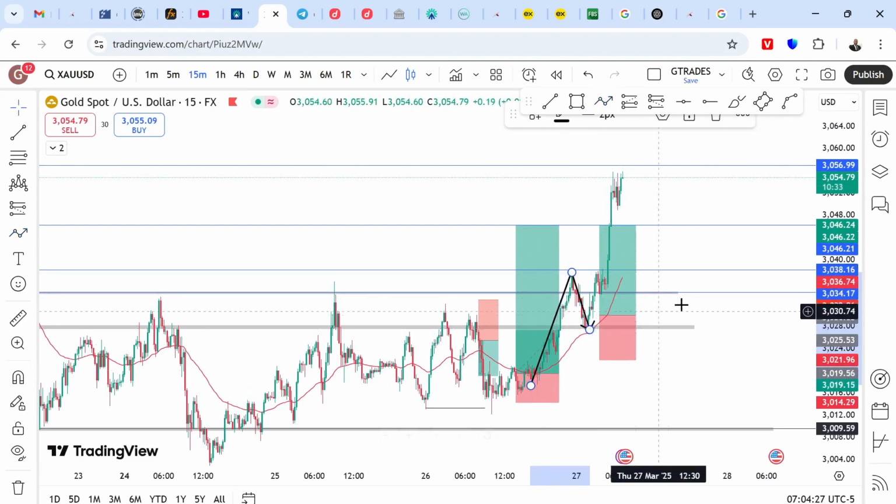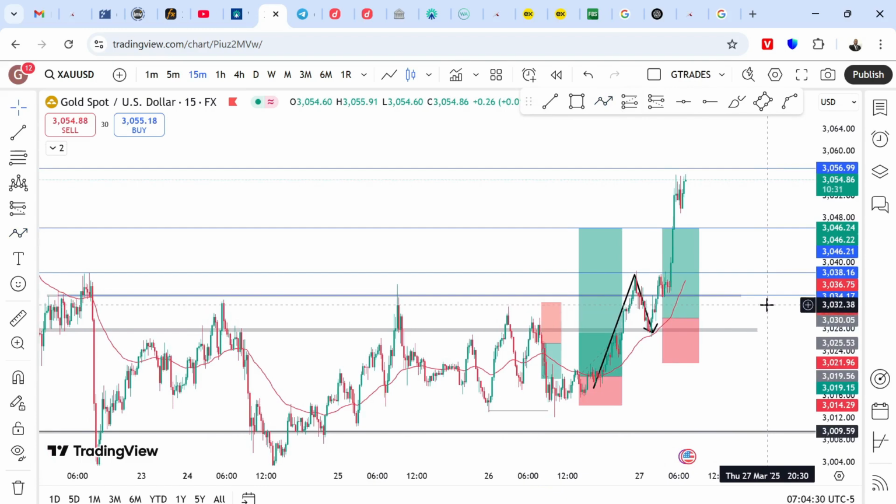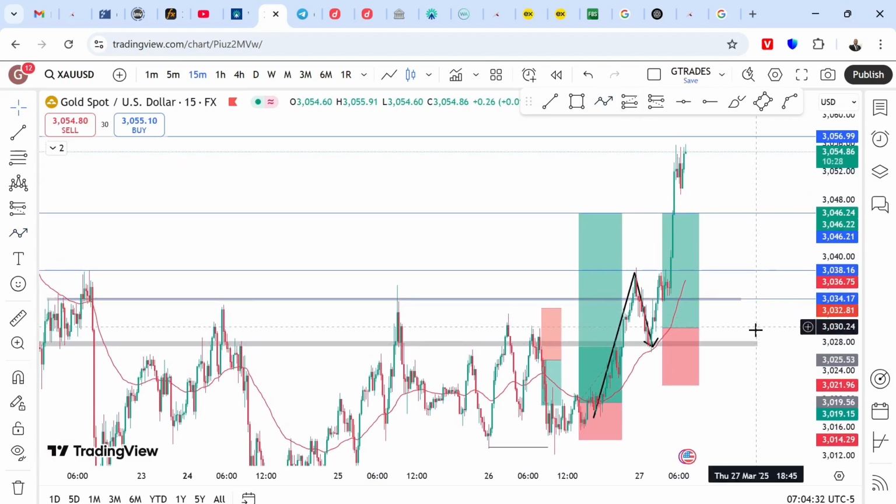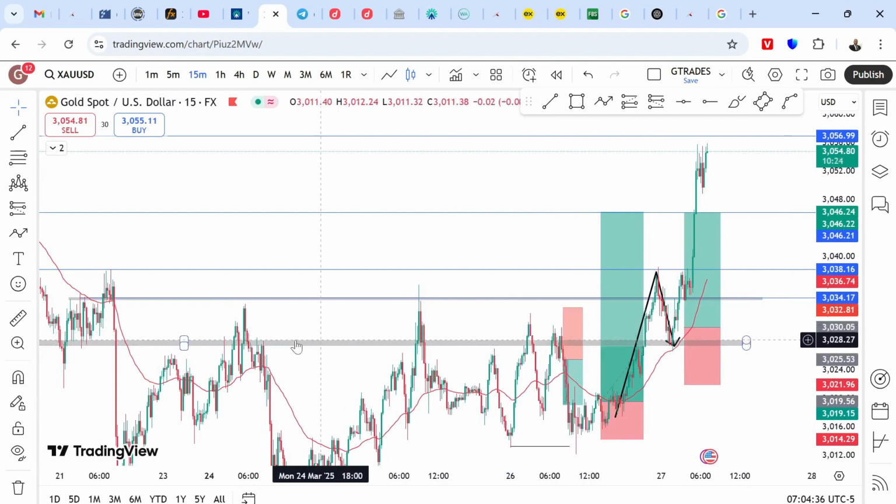Now, when price retests, you want to examine what particular zone it is retesting on. Is it really staying on? Now, this particular zone has been a sell zone.